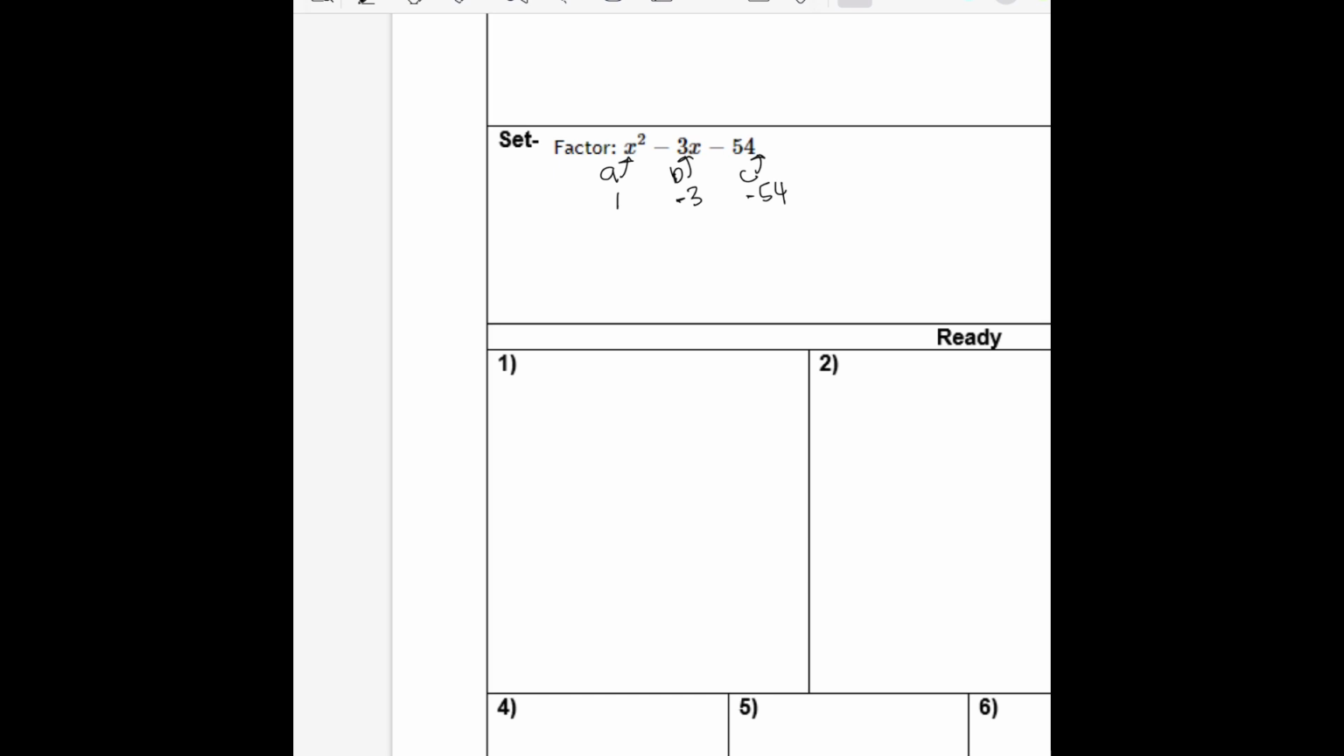Now, with perfect squares, you guys figured out that there's always a relationship between C and B. And that is true in perfect squares. The pattern that you learned, that B over 2 squared.